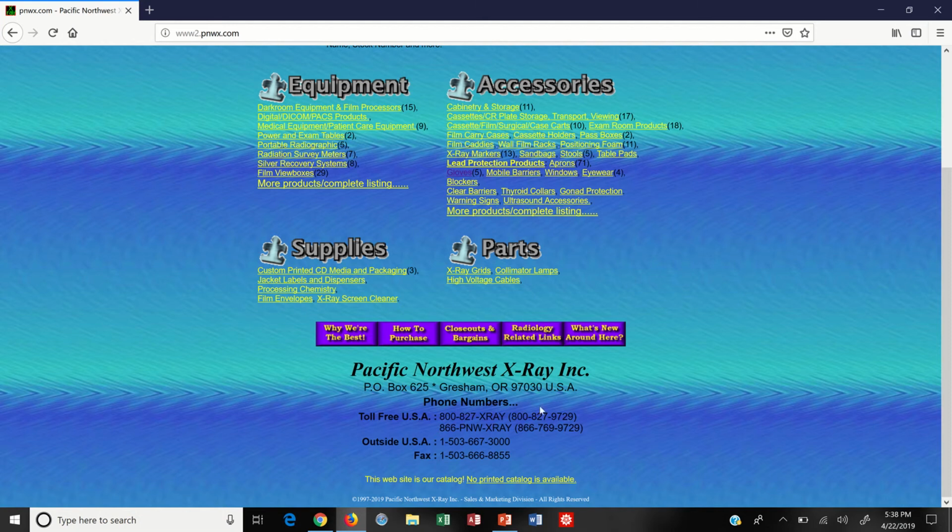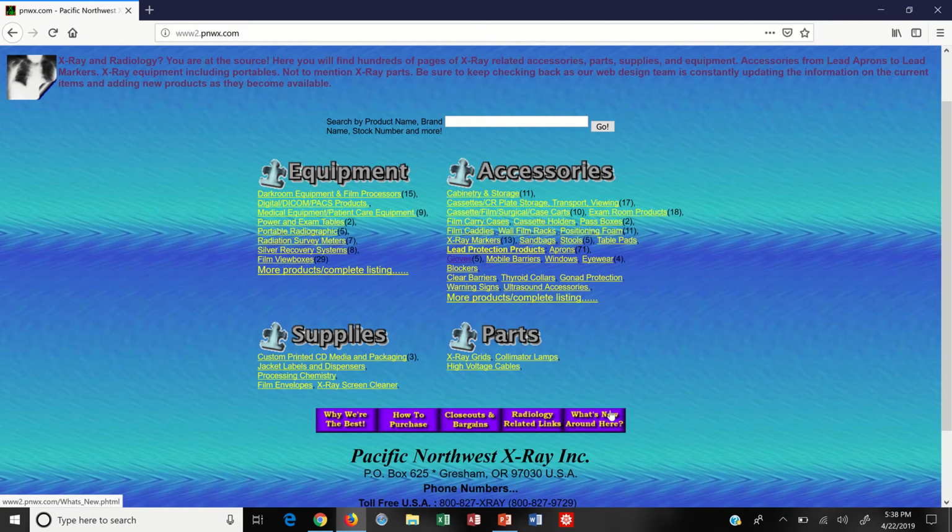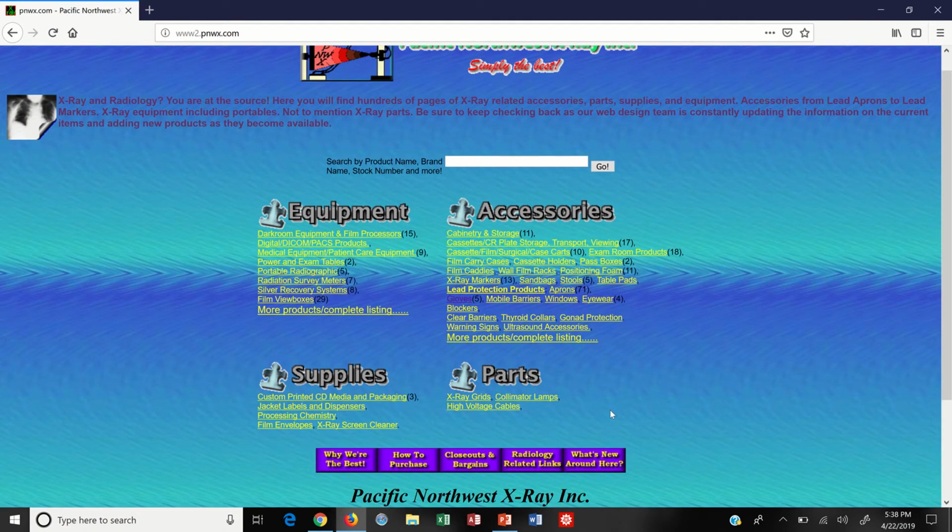I would probably just call one of the phone numbers at the bottom of the page. Okay. Now I want you to find the price of a 240 HF X-ray system with the table included. Would that be under equipment, accessories, supplies, or parts? Can you answer that? I am unable to answer that question.